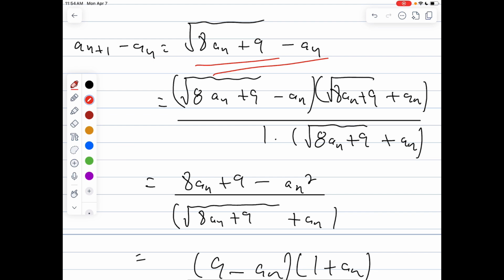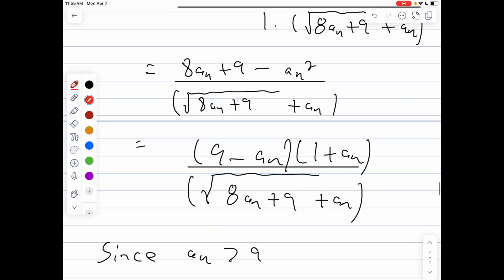Now, we have a few things at our disposal. One thing is to multiply the top and the bottom by the conjugate. Technically, I make a fraction by dividing by 1 and then multiply the top and the bottom by the conjugate, the square root of 8 a sub n plus 9 plus a sub n. So typical algebra move here. The top would become 8 times a sub n plus 9 minus a sub n squared after I multiply by the conjugate. And here's what I'm going to do. I'm going to factor the numerator, and it gets us to this point right here.